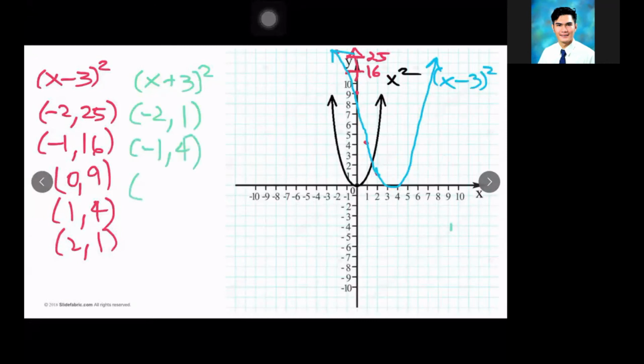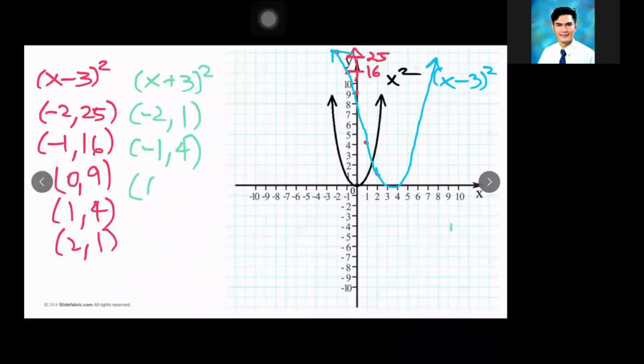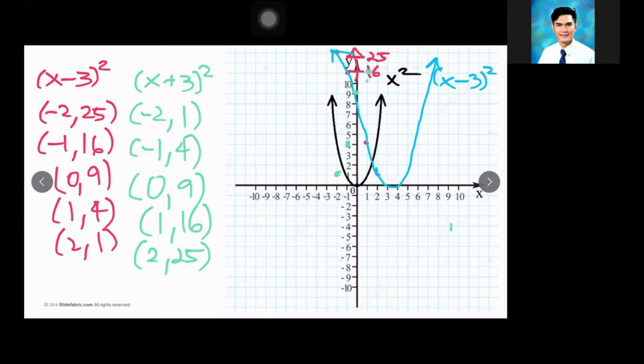We have negative 1, comma 4. We have 0, comma 9. We have 1, comma 16. And we have 2, comma 25. So let us just plot in the green color. So plotting, negative 2, comma 1 is more likely here. Tama? We have negative 1, comma 4 is just like here. And we have 0, comma 9 is just like here. We have 1, comma 16 is here. And we have 2, comma 25 is just like here.